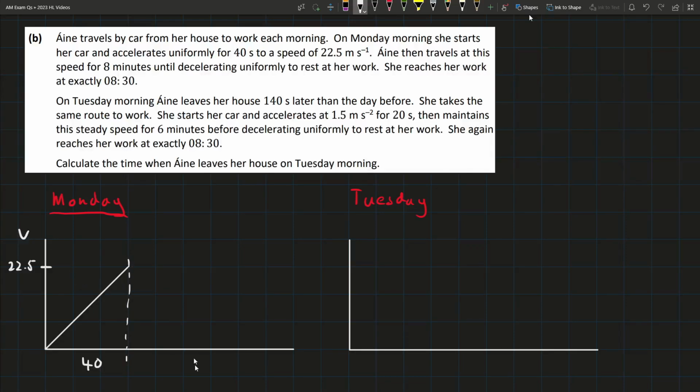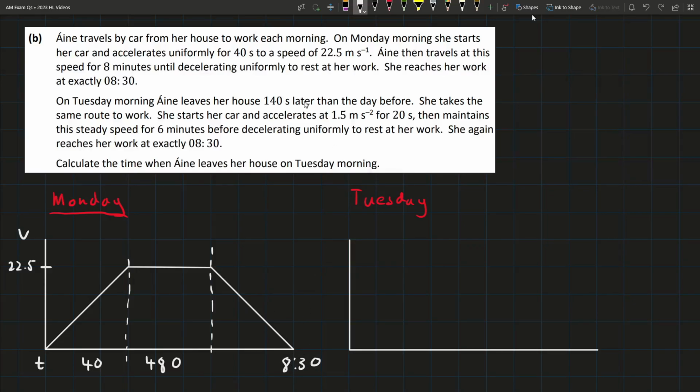So of course this is a velocity and this is time, a velocity-time graph. She travels at this speed for 8 minutes, so we can draw in that little horizontal line. Then 8 minutes in seconds is 480 seconds. And then she decelerates uniformly to rest at work. So she slows back down until she gets to work. We don't know how long that takes, and we don't know the rate at which she does it. But we know the time will be 8:30 when she gets there.